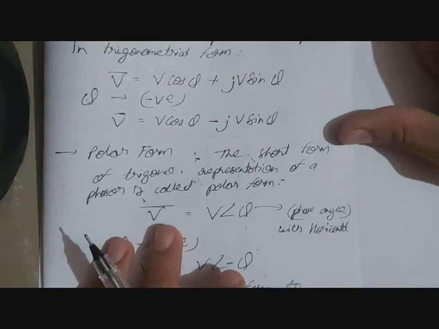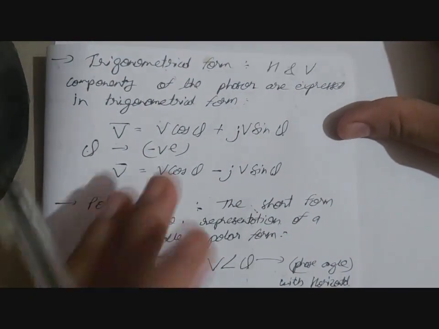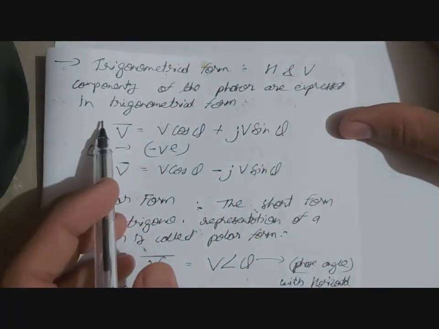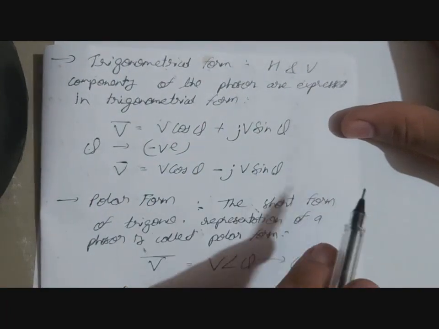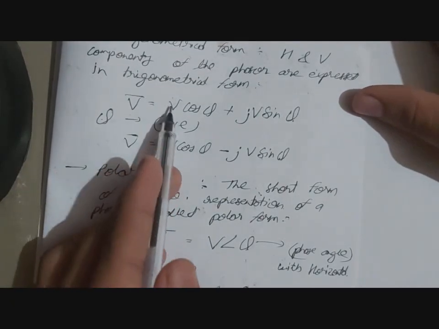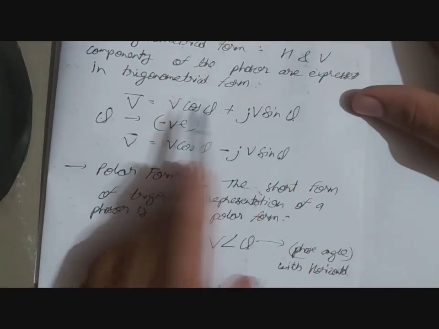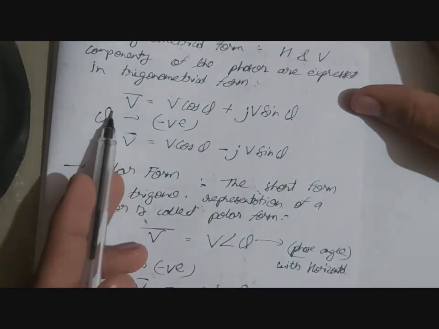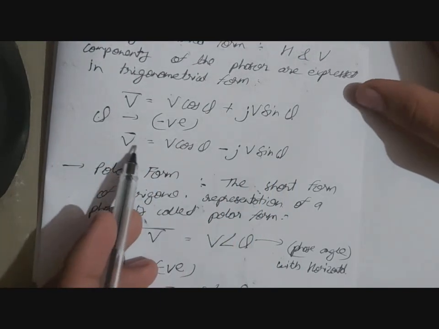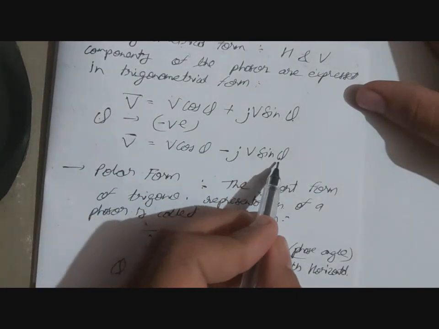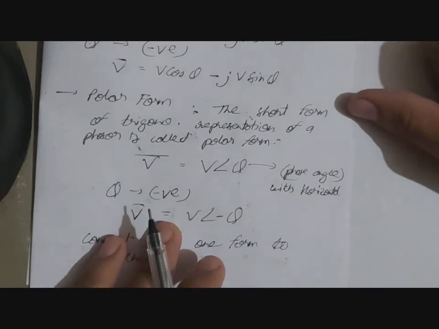After that, the second form is trigonometric form, where horizontal and vertical components of the phasor are expressed in trigonometrical form. So it is similar to the rectangular form. V bar is equal to V cos theta plus j V sin theta, but we have written it in this trigonometrical form. If theta is negative, then V bar is equal to V cos theta minus j V sin theta, because the vertical component becomes negative.